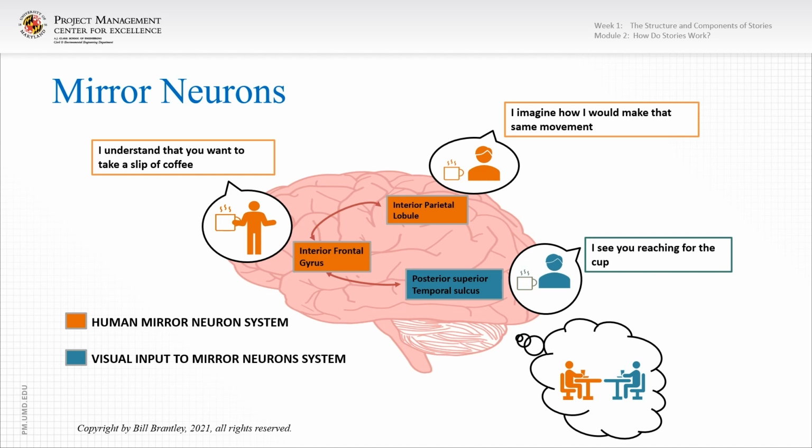And you are now imagining yourself having a cup of coffee and taking a sip of coffee. And then we complete this circuit here. So you go from watching me drink coffee to you imagining drinking coffee and how it feels.